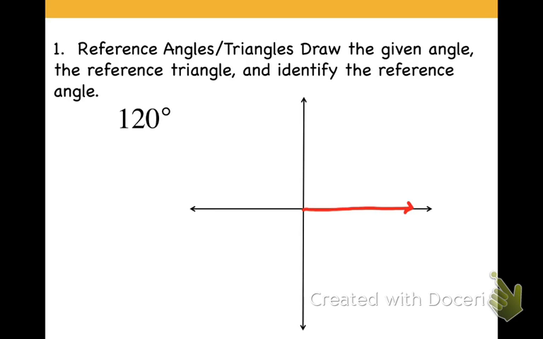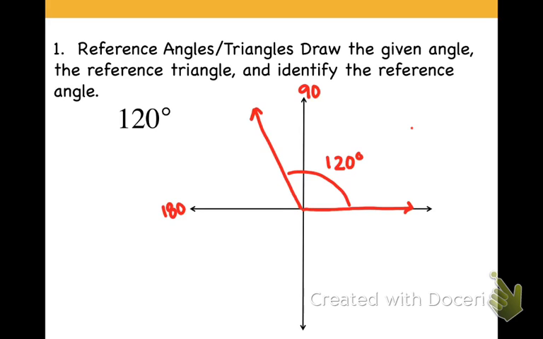And then, again, I've got my 90 at the north, 180 at the west, and 120 is between them. It is closer to 90 than it is to the 180. So it's going to look something like this, and we can draw this in here. This is my 120 degrees.